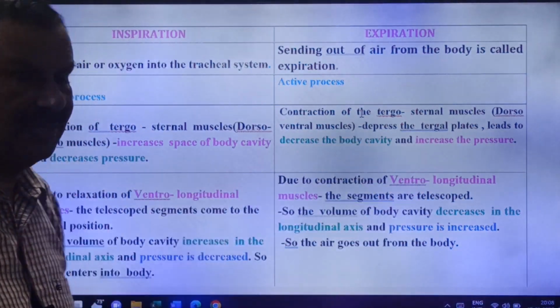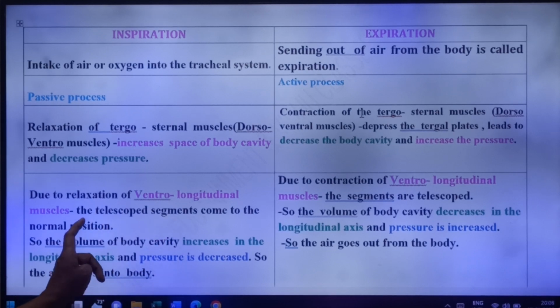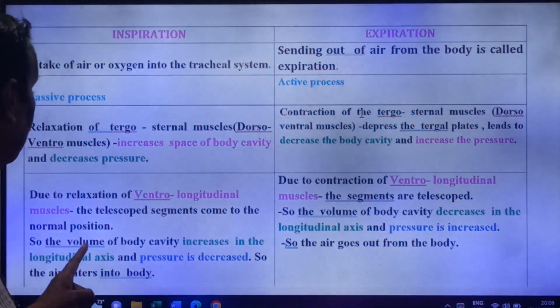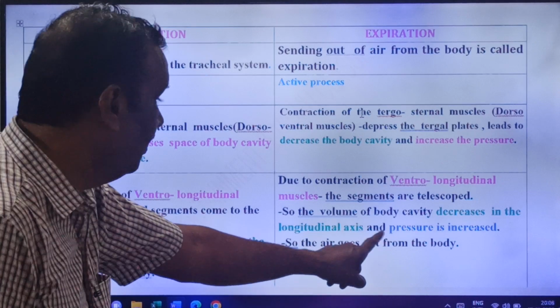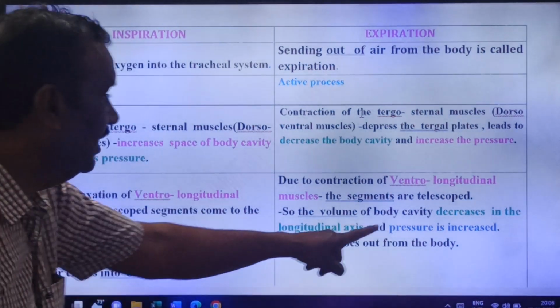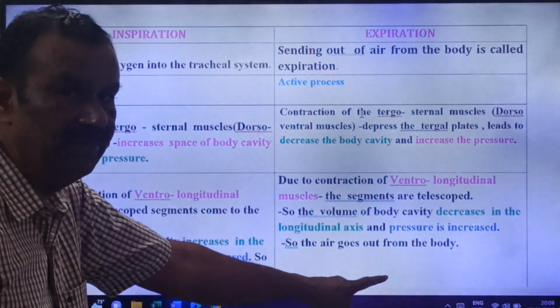You have to observe it, friends. Now, due to relaxation of the ventrolongitudinal muscles, the telescoped segments come to the normal position. See friends, here the segments are telescoped. So the volume of the body cavity increases in the longitudinal axis. Here the volume of the body cavity decreases in the longitudinal axis. Here pressure is decreased, here pressure is increased. So air enters into the body, and air goes out from the body.